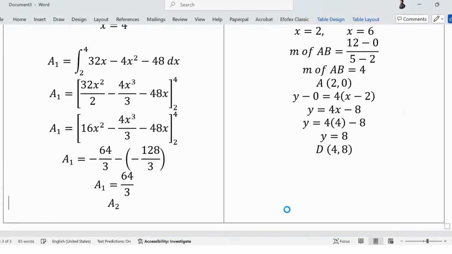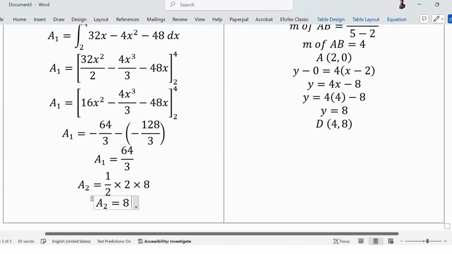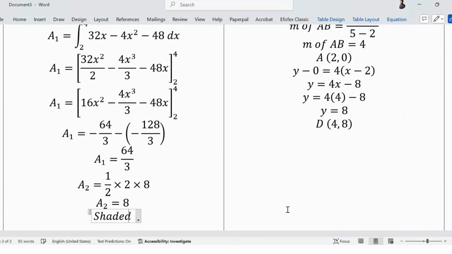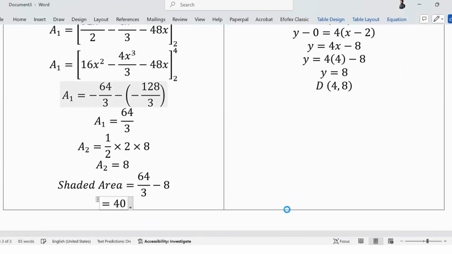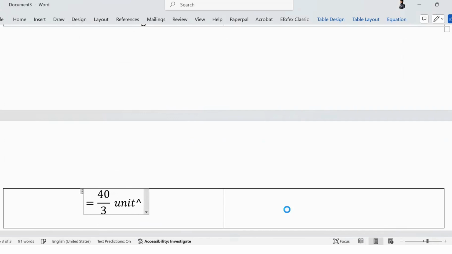Now A2, which is the area of the triangle: half × base, which is 2, × height, which is 8. So A2 is 8 unit square. So my shaded area is 64/3 - 8 = 40/3 square units. Is this clear?